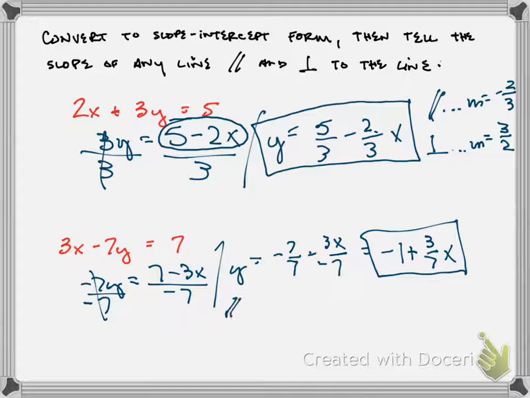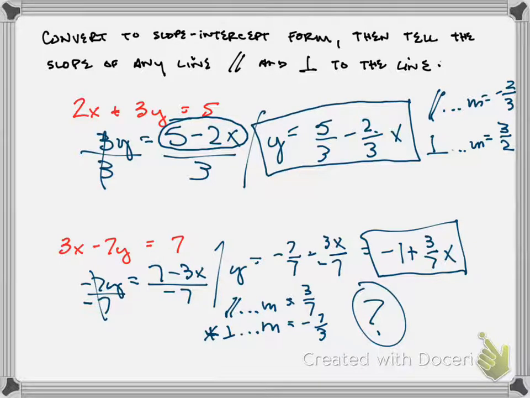Now, if the line is parallel, then m would be the same, 3/7. If the line was perpendicular, then m would be the opposite reciprocal, so -7/3. Notice, just like in class, we're working with exact values. We're not rounding anything. If I asked, for example, what would be the equation of a line which is perpendicular and goes through some ordered pair like, I don't know, (5, 7)?